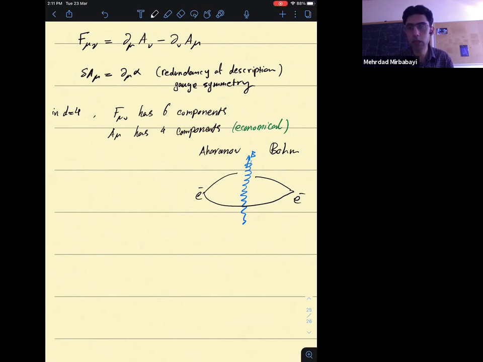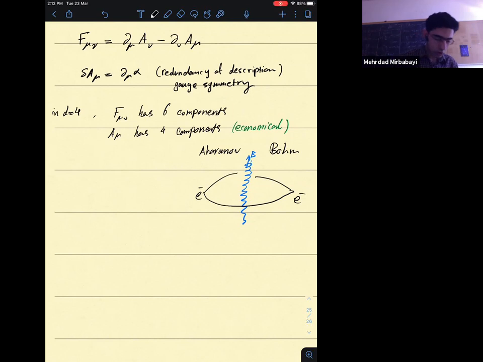Now, if we want to describe this effect in terms of local physics, if we don't want to go and search the whole space or the whole region away from the solenoid, you can imagine this electron path can be very far away from the location of this solenoid. The only necessary condition is that they go around it, but they can be very far.